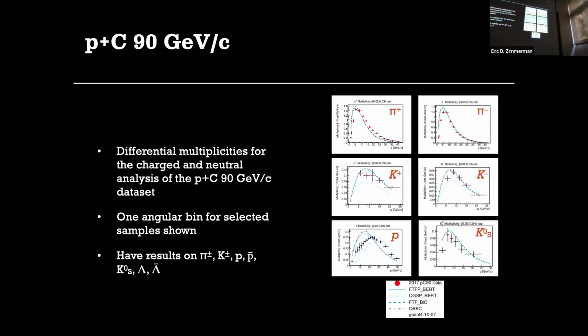These are the pi plus, which gives similar results, similar sensitivity to pi minus, then K plus and K minus, proton and K short, where we don't have as good errors.